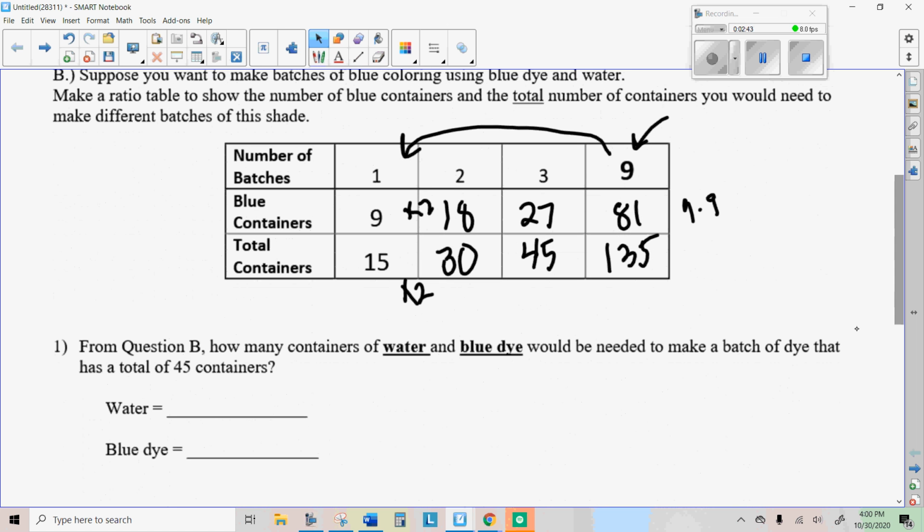Okay, now question B, how many containers of water and blue dye would you need to make a batch of dye that has a total of 45 containers? That would be this one. So that means we would need 27 of the blue dye, and then the rest of those 45 would be water. And that would be 18.